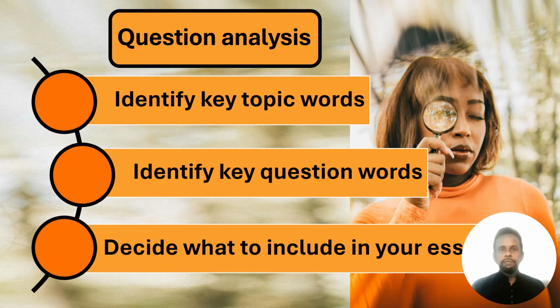Now, the first thing we have to do in writing an essay is to analyze the question. This must be done thoroughly. Otherwise, you will lose marks writing off the topic. To do this, you need to identify the key topic words, which are in the background information, and then the key question words from what you have been asked to do, which is the second part of the question. And further, you need to decide what you are going to discuss in the essay.